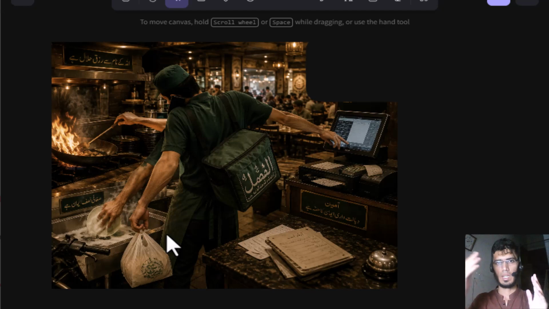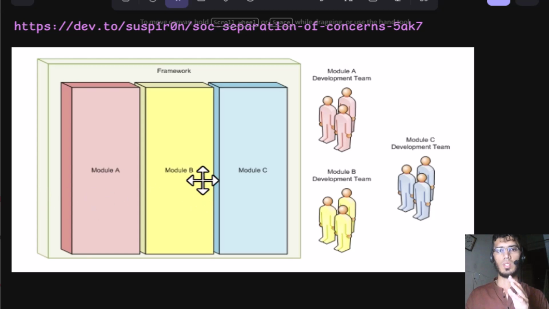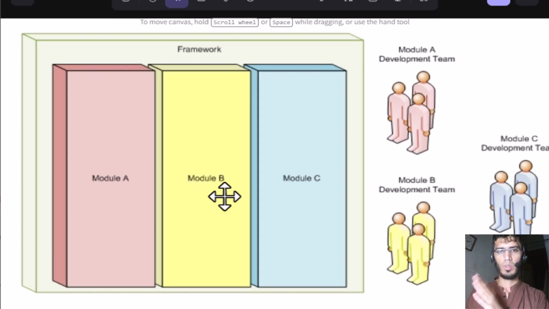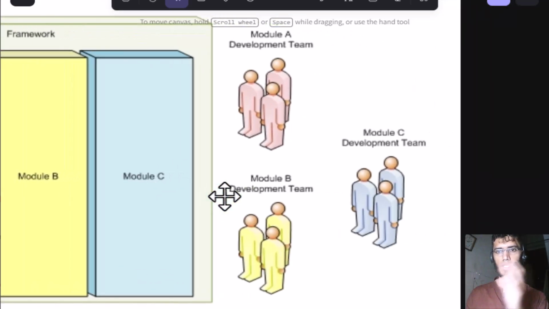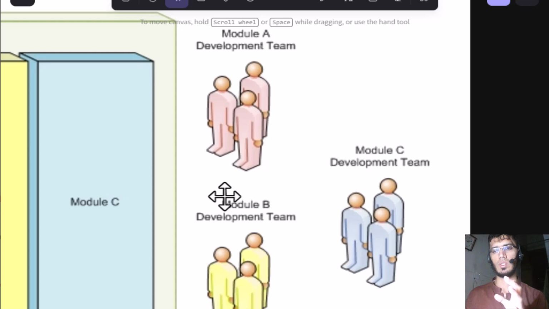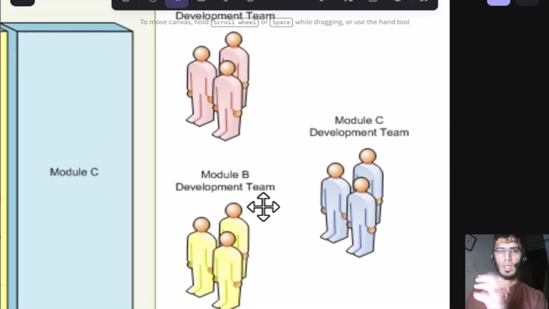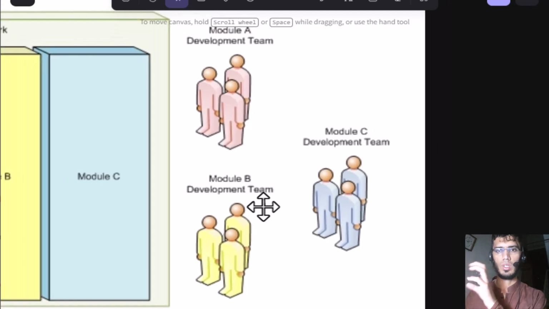Again, consider the analogy of a restaurant. If there is only one chef handling customers and handling payments, then he will be burned out. It is the same case with our software systems: we divide our systems into multiple modules or services, and there is a team for each service, and each team will manage or maintain that particular service or component of a system.